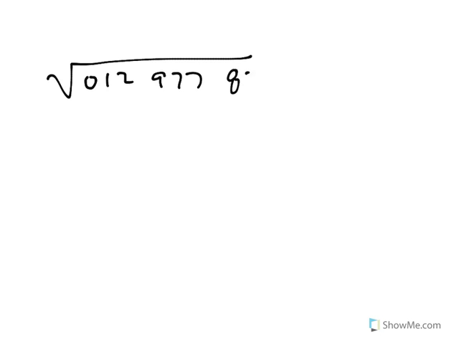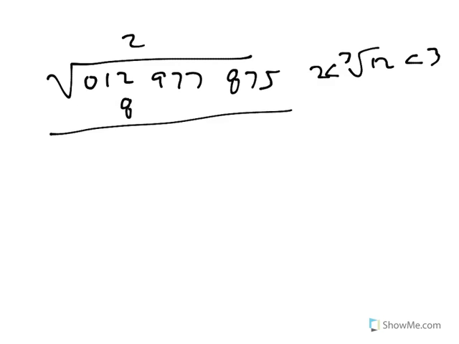A Chinese cube root algorithm is similar to the Chinese square root algorithm. So to find the cube root of this big number, first I separated it into groups of 3. Now, since the cube root of 12 is between 2 and 3, 2 cubed is 8, 3 cubed is 27, we put a 2 up here. 2 cubed is 8. We subtract, and we bring down the next 3 numbers.